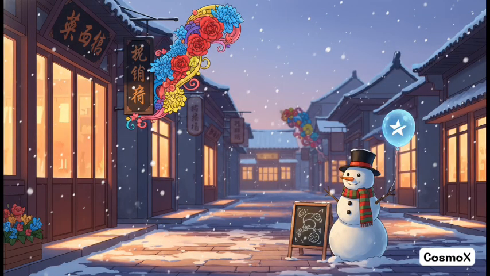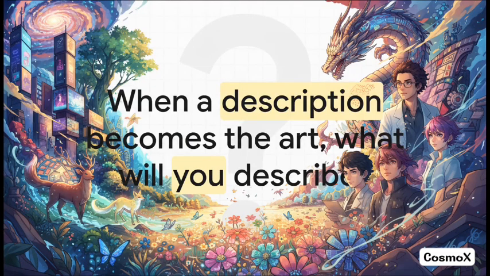The AI took every single one of those creative, complex, and distinct instructions and wove them all into this single beautiful image. The calligraphy, the text made of flowers, the chalk on the snowman sign. It's all there, and it's all rendered perfectly. We are entering an era where the act of describing something with precision and creativity is the act of creating it. So the final question really isn't about what the AI can do anymore. It's about what we will ask it to do. When your description becomes the art, what will you describe?